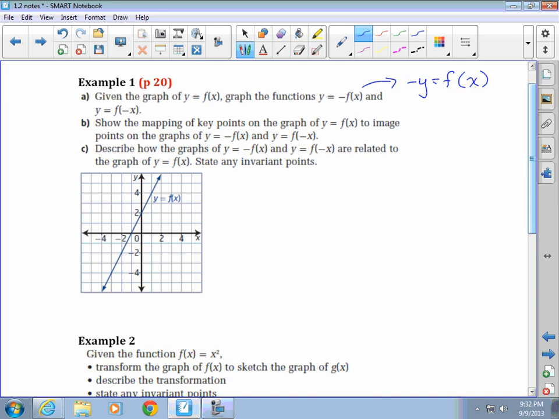It says, show the mapping of key points. Well, let's just do a first. For a, if y is equal to negative f(x), then that negative sign is going to affect the y coordinates. So we're going from (x, y) points to (x, negative y) points. And if we're looking at y equals f of negative x, then this is going to be going from (x, y) coordinates to (negative x, y) coordinates.